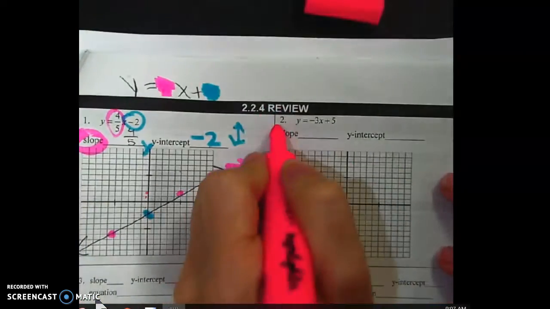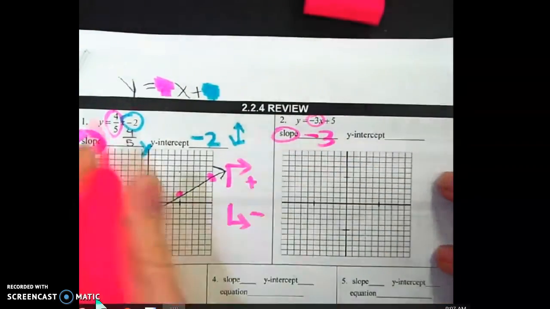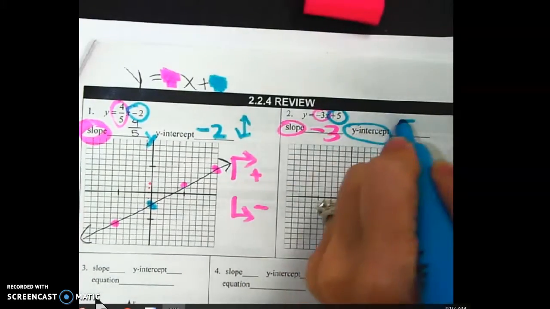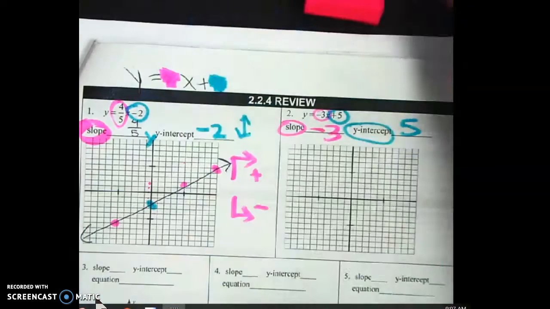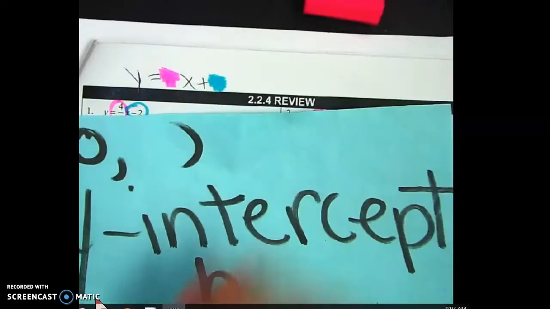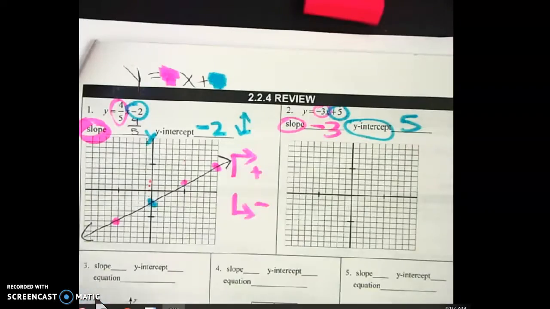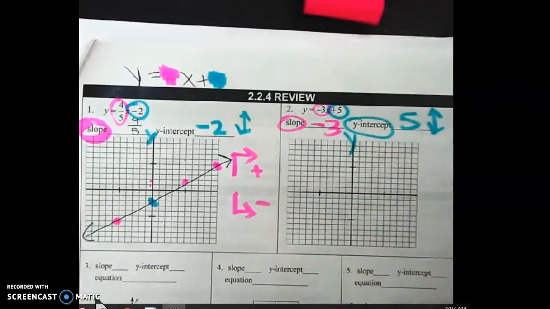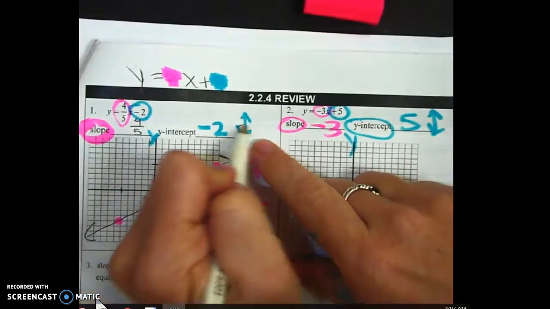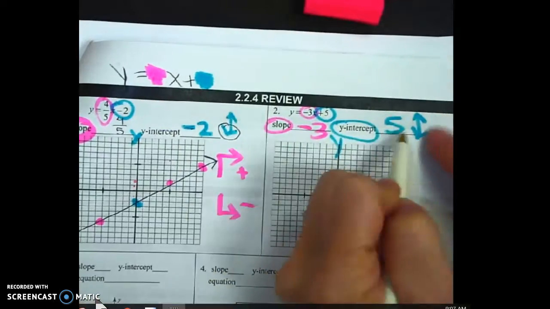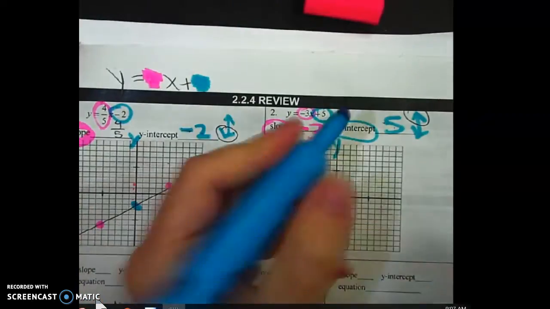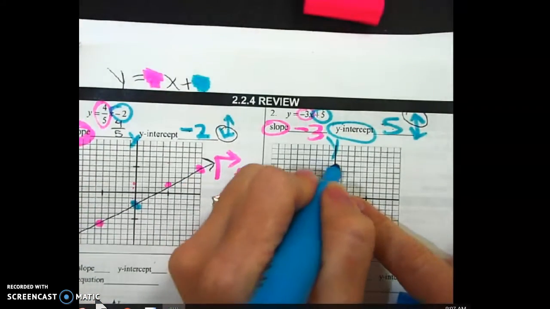My slope is -3. My y-intercept is 5. What do I do? My y-intercept is my start. So I'm going to start with the y-intercept by going along the y. I'm either going to go up or down. So in this case, I went down because it was negative. In this case, I'm going to go up because it's positive. So I'm going to go up 5. 1, 2, 3, 4, 5.